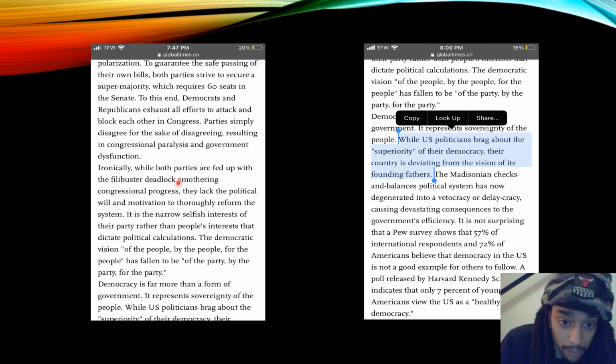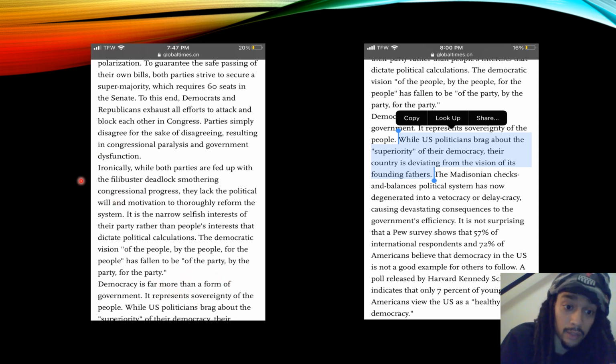Ironically, while both parties are fed up with the filibuster deadlock smothering congressional progress, they lack the political will and motivation to thoroughly reform the system. It is the narrow, selfish interests of their party rather than people's interests that dictate political calculations. The Democratic vision of the people, by the people, for the people, has fallen to of the party, by the party, for the party.